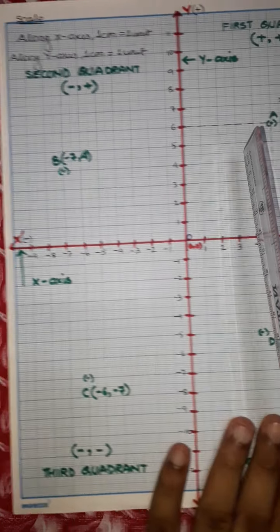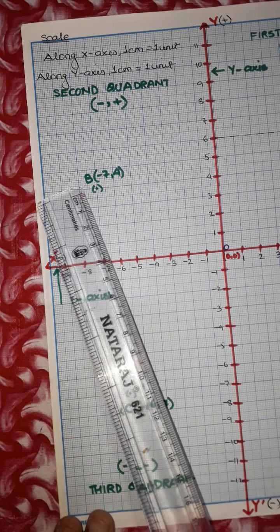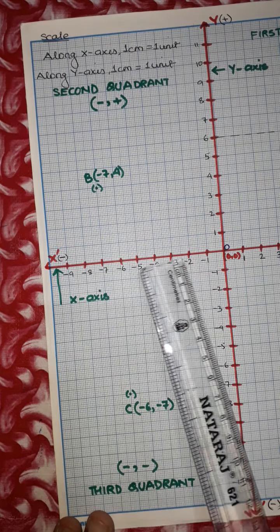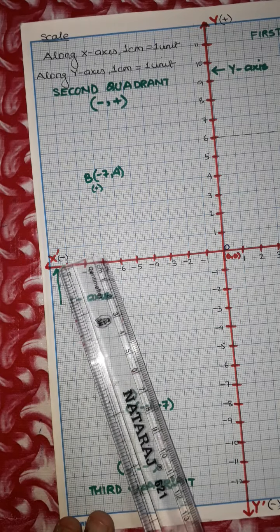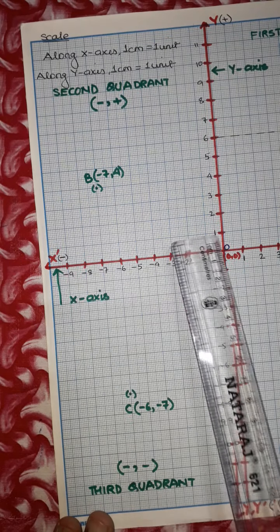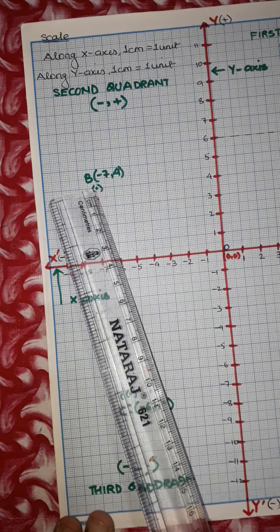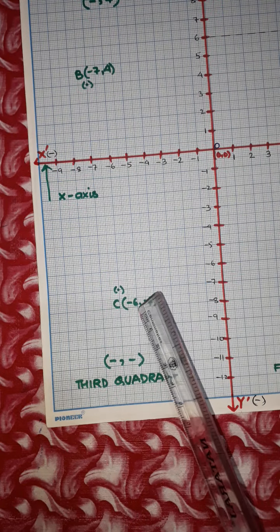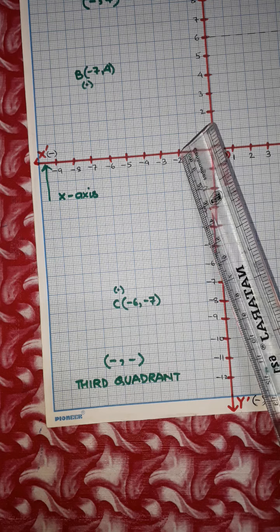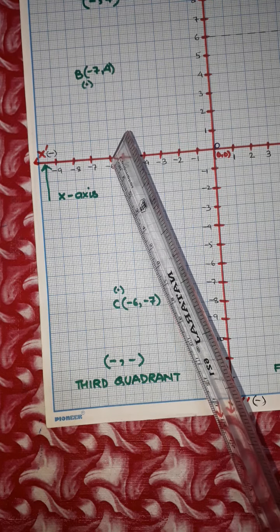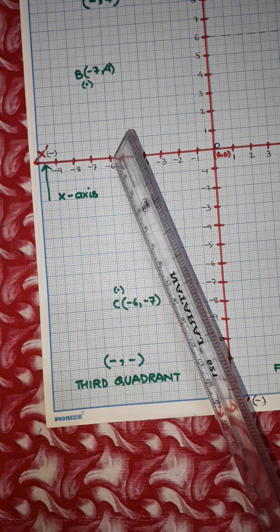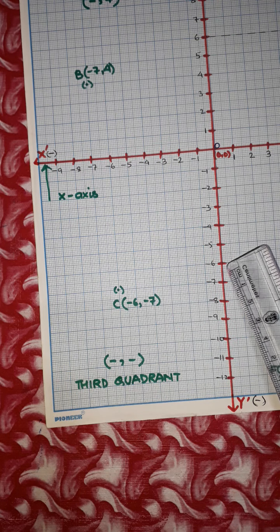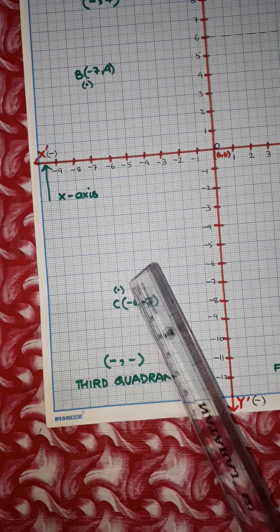Okay. Now in the second quadrant you can plot B as minus 7, 4. Minus 7 means you must move along the x-axis. Minus 7, 4: 1 2 3 4. You can see 1 2 3 4. So this will be minus 7, 4. Again in the third quadrant you can see minus 6, minus 7 is there. Minus 1, minus 2, minus 3, minus 4, minus 5, minus 6, right? Minus 6, minus 7. So this is the point.